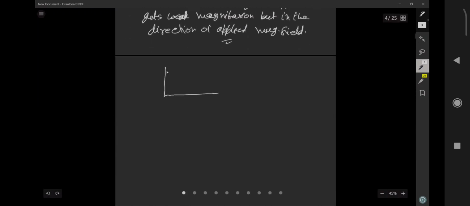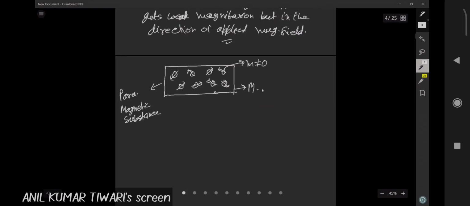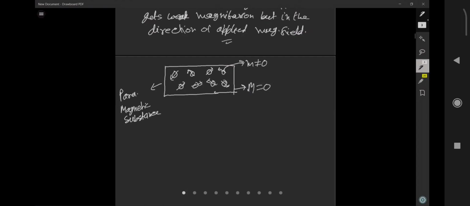The reason is that this is a paramagnetic substance, and all the atoms of a paramagnetic substance are having a net magnetic dipole moment. In the previous case, we have seen they are not having the net. Here, all are having a net magnetic dipole moment. But they are arranged within the substance in a random manner in such a way that the substance is going to have a zero magnetic dipole moment.